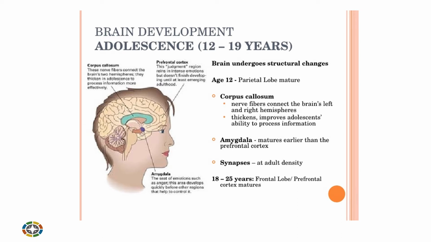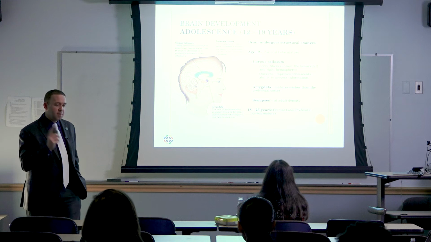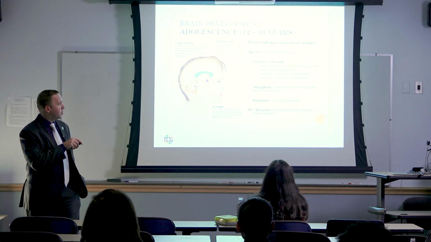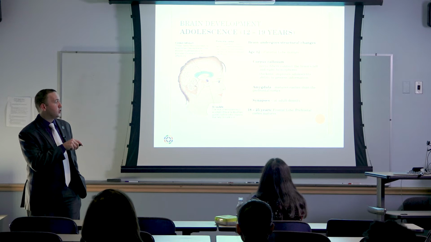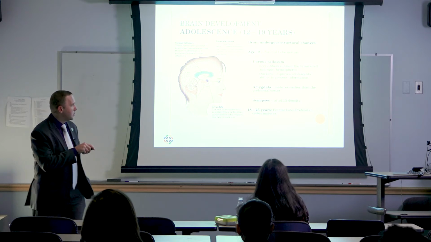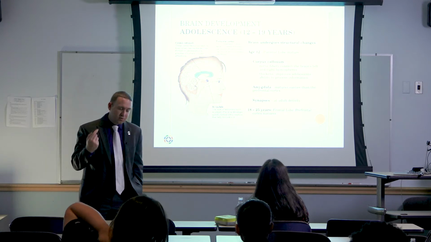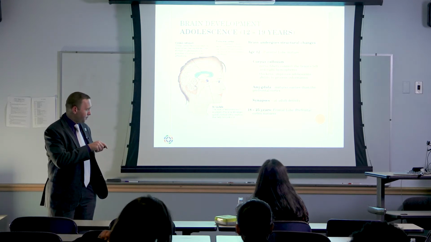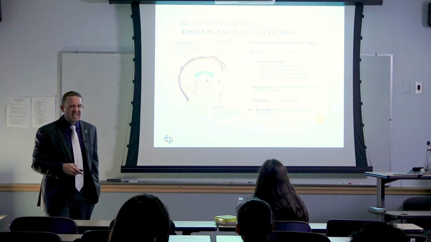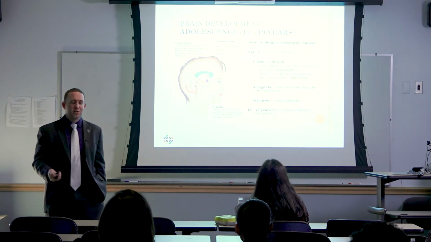And so between the ages of 12 and 19, the parietal lobe is mature. We're able to see and process our environment in a relatively sophisticated way. The corpus callosum that connects the two hemispheres is now well developed and connected to each other. So we can process information between our hemispheres in a relatively mature way. Our amygdala matures earlier than our prefrontal cortex, and our synapses are adult density. But the part of our brain that regulates all of these drives, again, is relatively less developed. And we see between the ages of 18 and even 25, our frontal lobe continuing to mature.